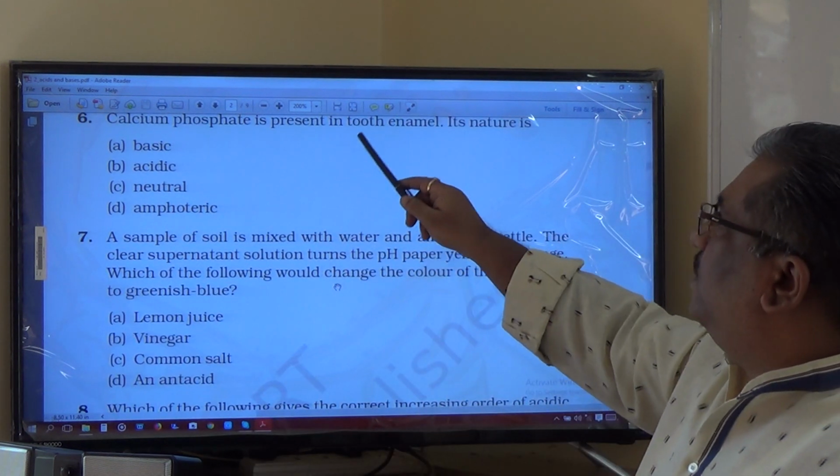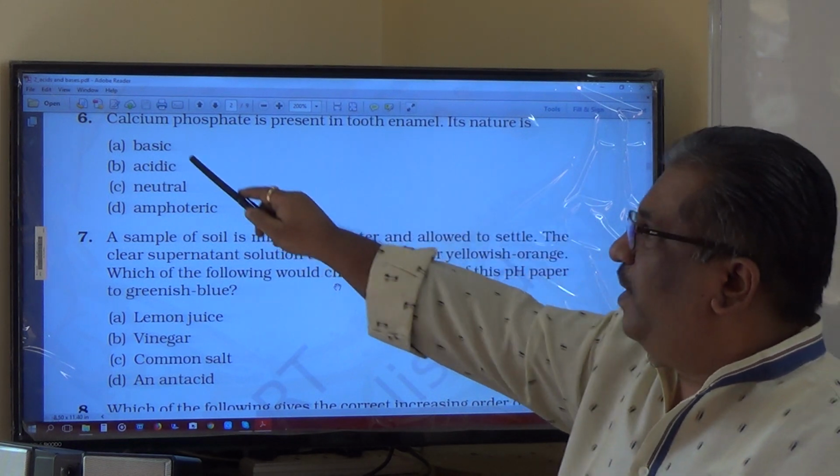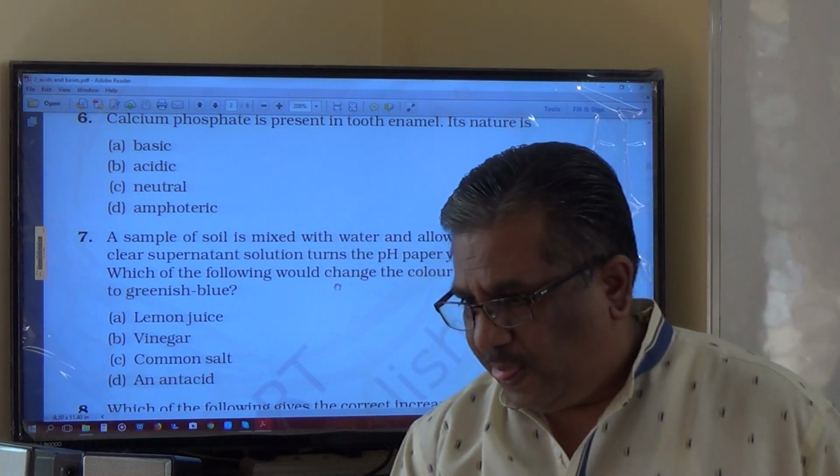Calcium phosphate is present in tooth enamel. Its nature is basic. A is the answer for this. Next.